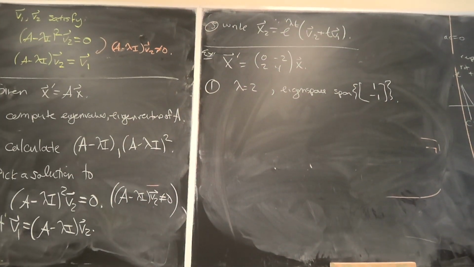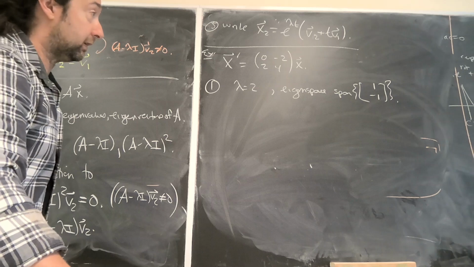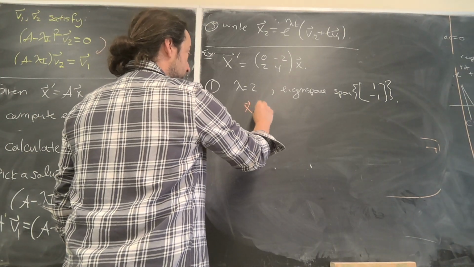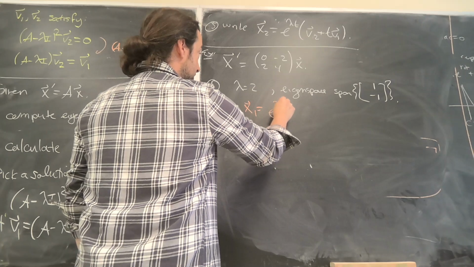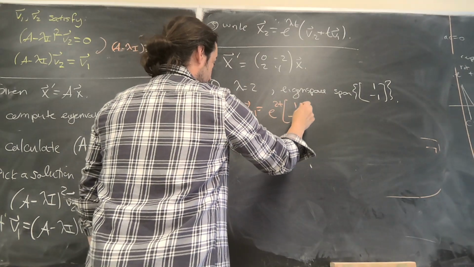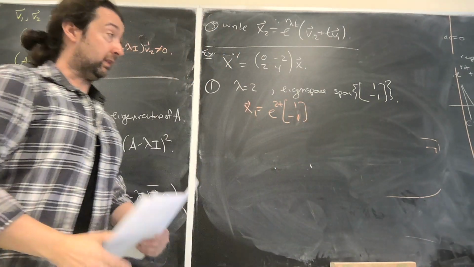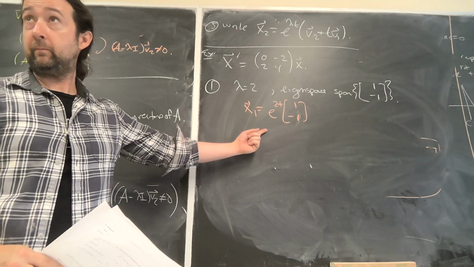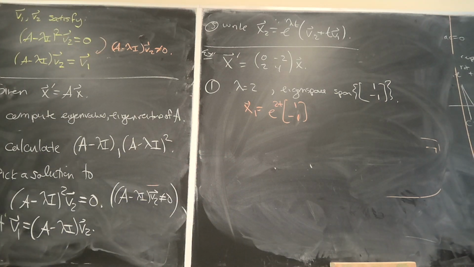Automatically, I know that right now the matrix is defective. I can't go any further to a general solution because I don't have enough eigenvectors. What I can do from this information is write down my first solution, e to the 2t times (1, -1). That information gives me one solution to the differential equation. But I need 2 linearly independent solutions to a 2x2 system.